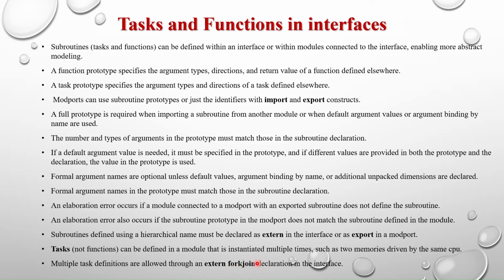Fork join means it will execute in parallel in both M1 and M2. For that you have to use the keyword extern fork join and that task name. This will be applied only to tasks, not to functions, because functions return a single value.